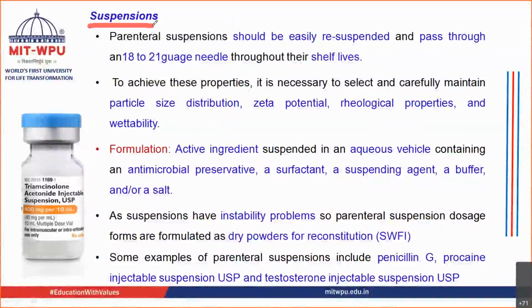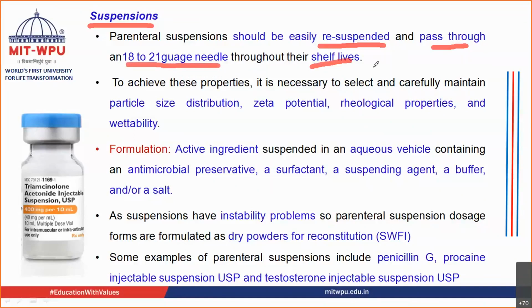Now, how should the suspension be? You very well know that the suspension should be easily redispersible, easily resuspended. The second characteristic that the suspension should have in case of parenterals is that it should pass through an 18 to 21 gauge needle. It should be able to go inside the needle and then come outside the needle. So the particle size should be such that your suspension is able to pass through an 18 to 21 gauge needle, throughout its shelf life.